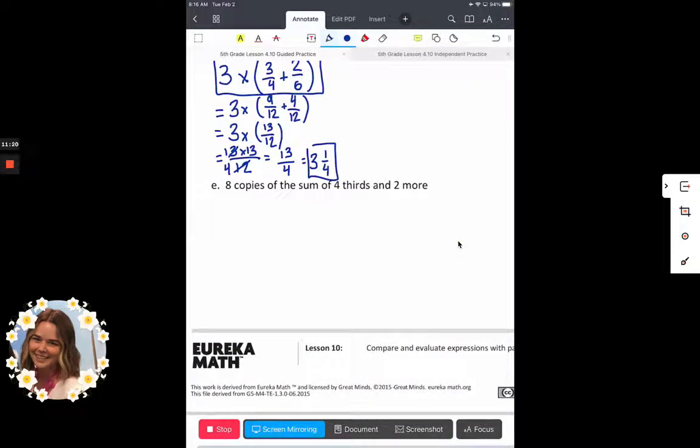For E, 8 copies of the sum of 4/3 and 2 more. So 4/3 and 2 more. And 8 copies of it, so that means we're multiplying by 8. So that's our expression. And then when we solve it, we end up with 26 and 2/3.